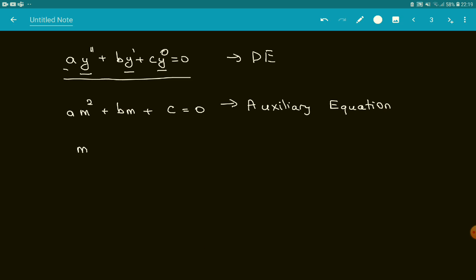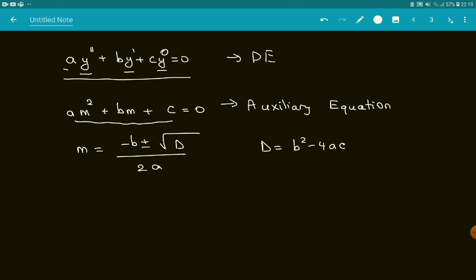After we know the auxiliary equation, the only thing left to do for the homogeneous equation is to find m. So how to find m in this equation? This is easy. First of all, you can find it on a calculator easily. The other way is using the discriminant. The formula for this will be negative b plus or minus the square root of the discriminant over 2a. So what is the discriminant? It is b square negative 4ac.